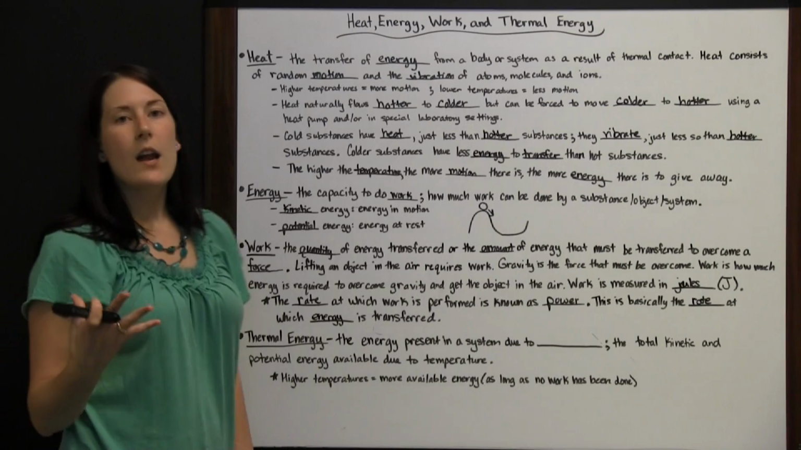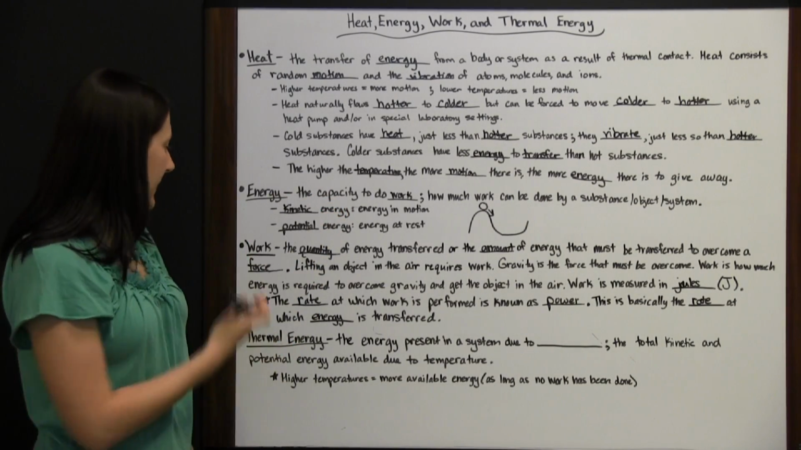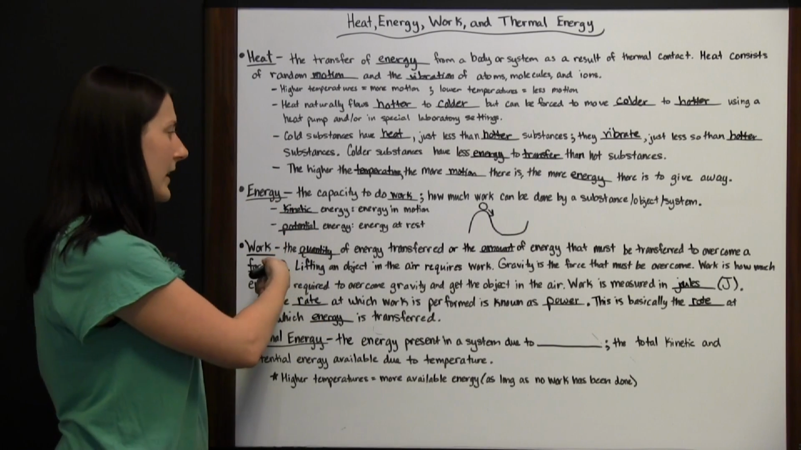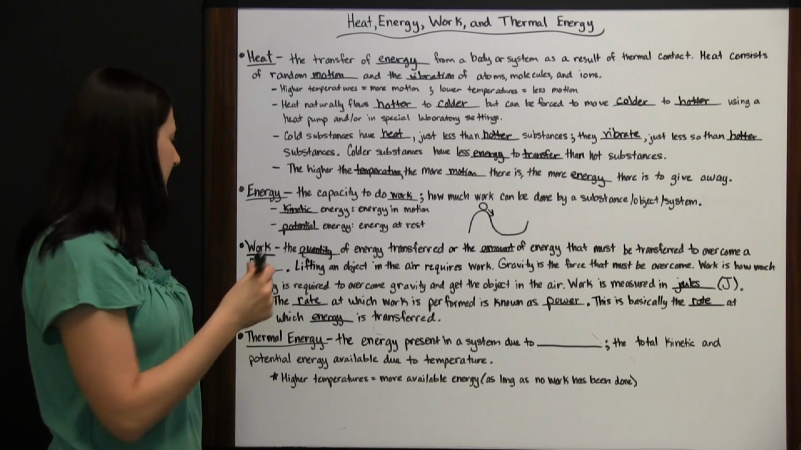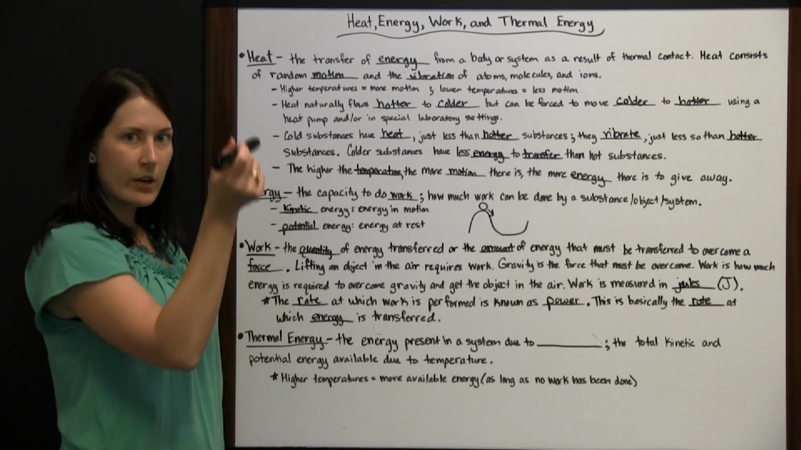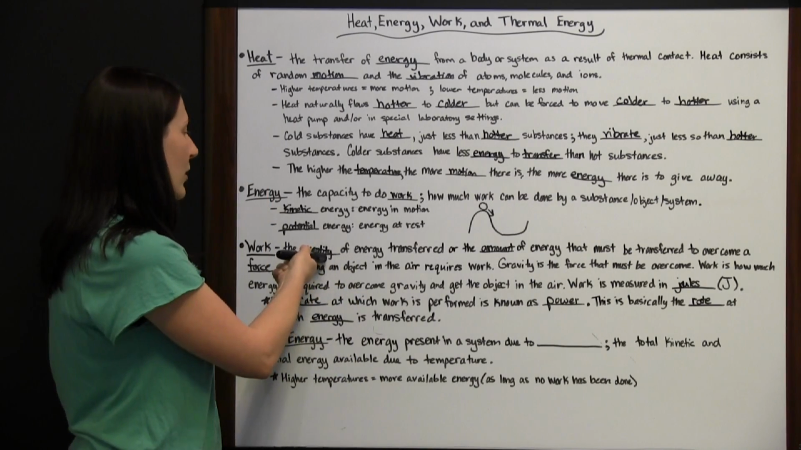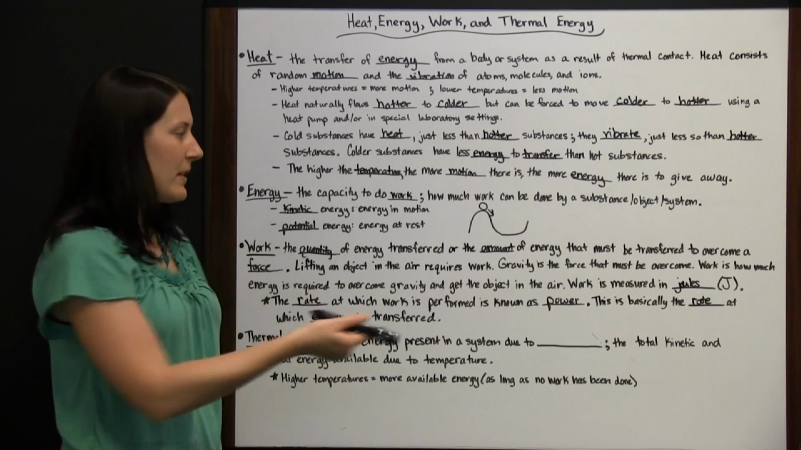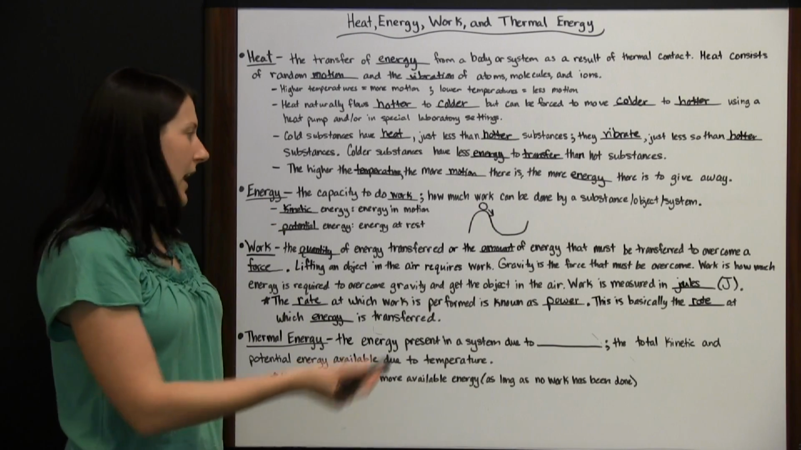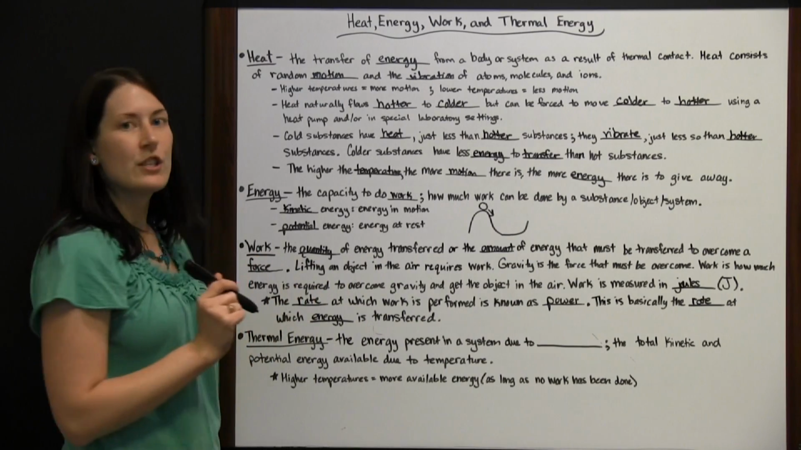So I have a lot of energy in my body. I have a lot of capacity to do work. When I lift this marker, I am working. I am using a certain amount of work to get this marker in the air. So the quantity that I transfer would be measured in joules, and the rate at which I work is my power. It's the rate at which energy is transferred.